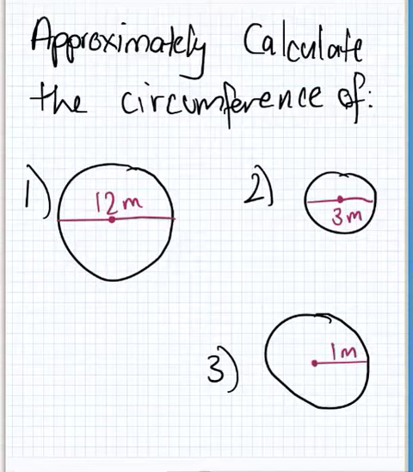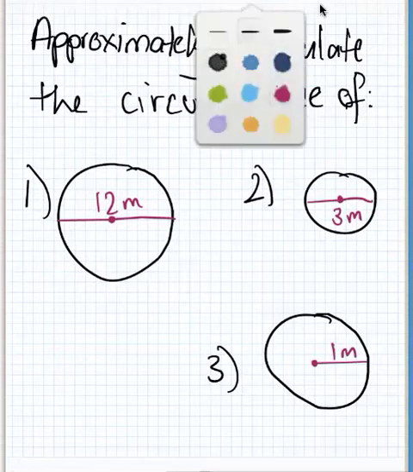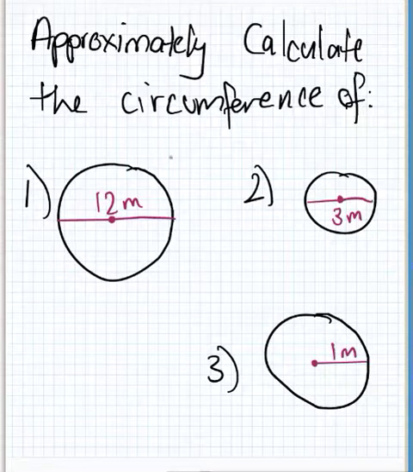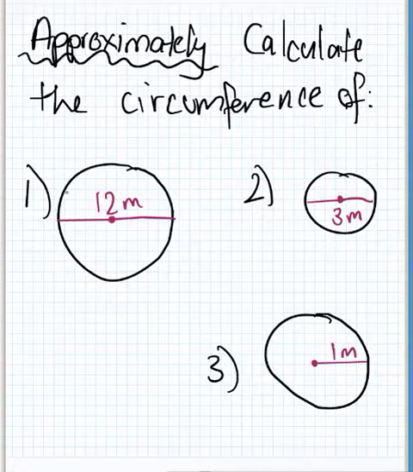So here are some practice questions. Let's see how we go. So it asks us to approximately calculate the circumference of the following circles. So the perimeter of the circle itself. Now imagine you didn't have a calculator, so you didn't have a pi button to push, and it's asking for an approximate answer. So we know that 3 diameters make up the circumference of a circle. So I will times the diameter by 3.